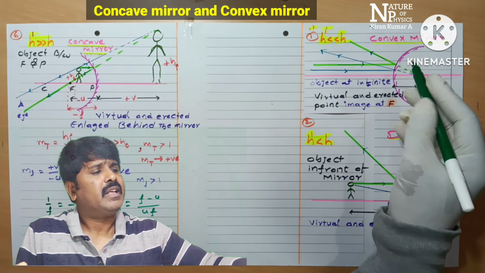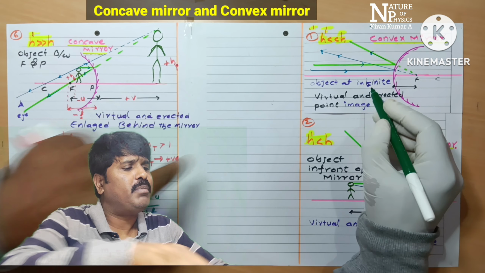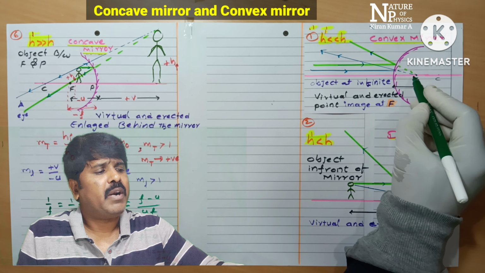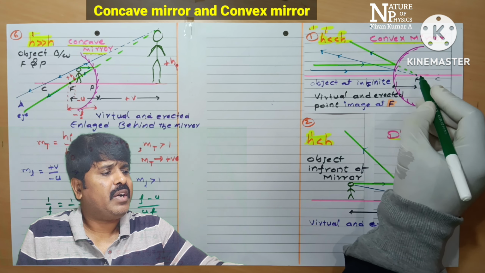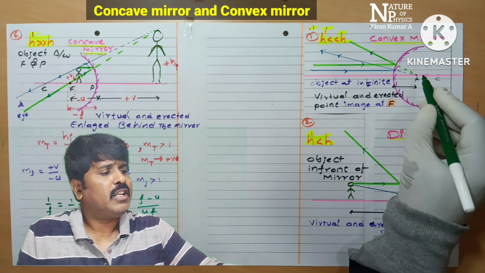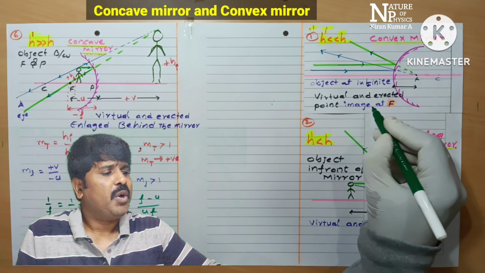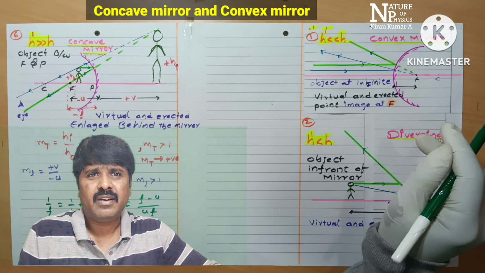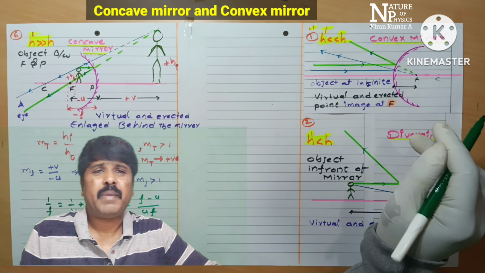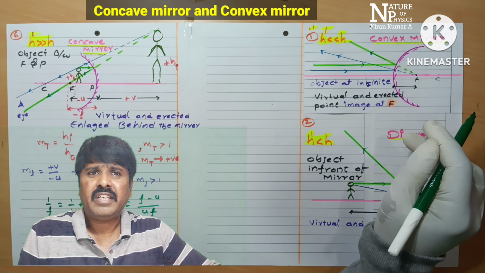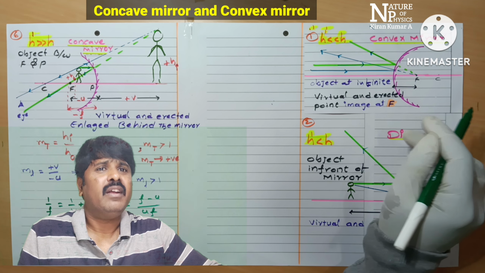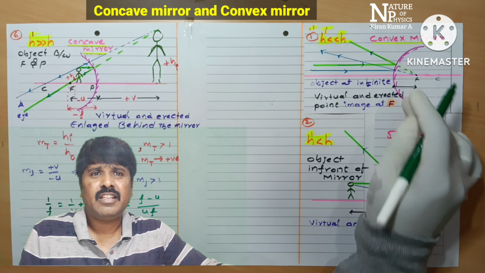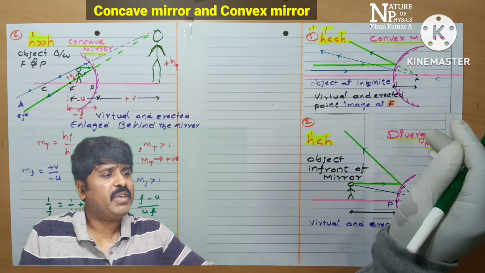See there, for this convex mirror, the object is at infinite distance, parallel rays are directed toward the principal focus, and the reflected rays are extended, so that they give the image at the principal focus. The image is virtual and erect, point-size, at the principal focus. When the object is at infinity, parallel rays incident on the convex mirror, which type of image forms there? A virtual and erect point-size image at the principal focus. Student, a clear diagram is given.